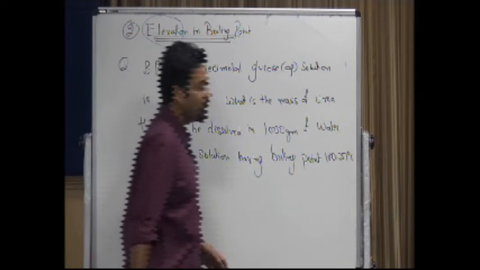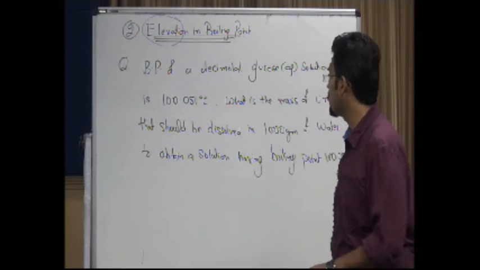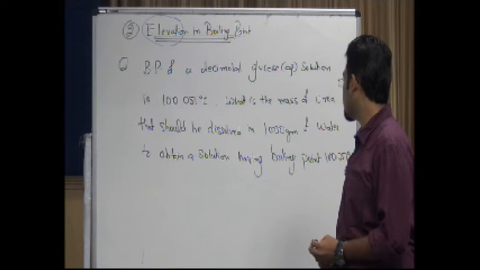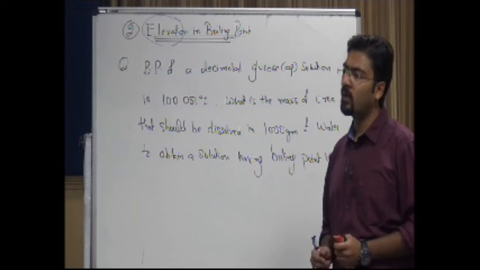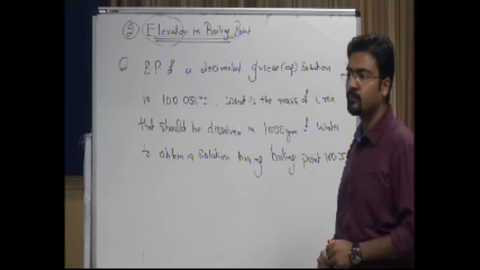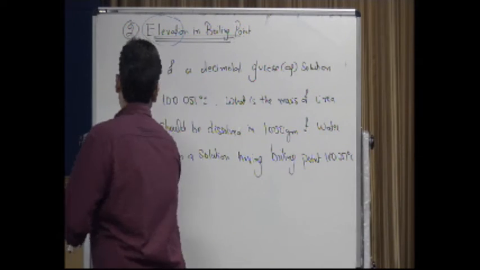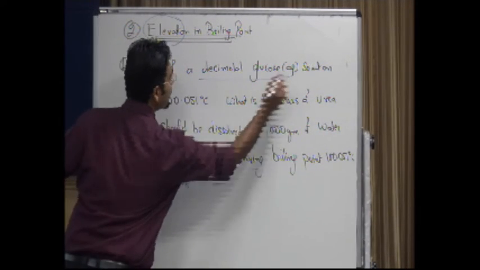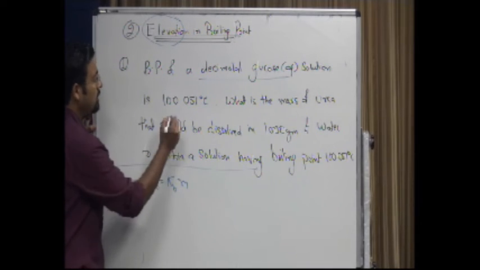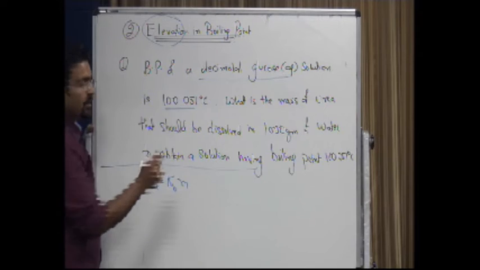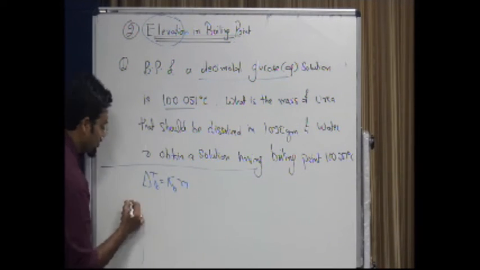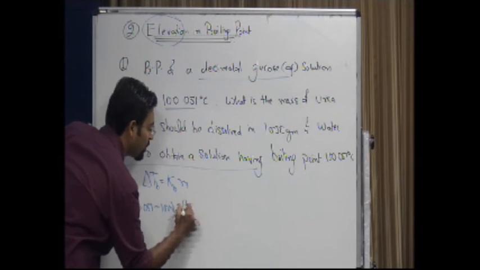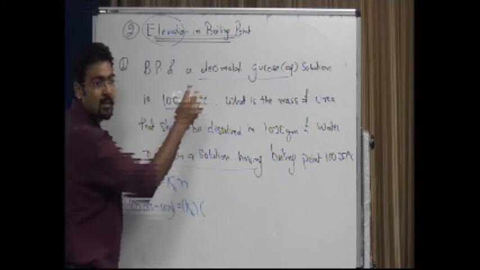So in simple terms, you have a glucose aqueous solution whose boiling point is already given to you, whose molality is also given to you. What is asked is, what is the mass of urea that should be dissolved in 1000 gram of water to obtain a solution having a boiling point of 100.051 degrees Celsius, which means the same boiling point. So how would you do it? Let's just apply the equation delta Tb is equal to Kb into m for the glucose aqueous solution. Now delta Tb is what? Normally the boiling point of water is 100 degrees Celsius, and this is 100.051. So 100.051 minus 100 is equal to Kb, which is not known, times molality, which is known. Molality is decimolal, which means the molality is 0.1.